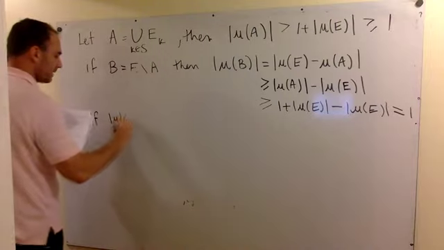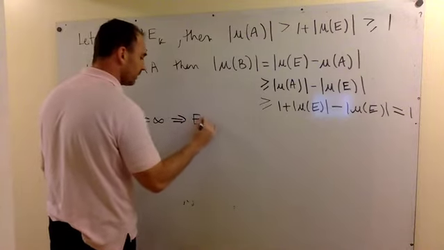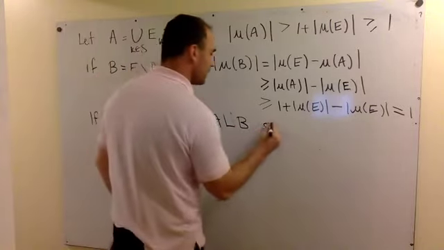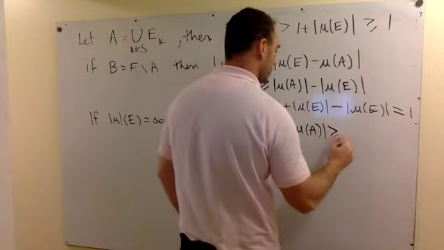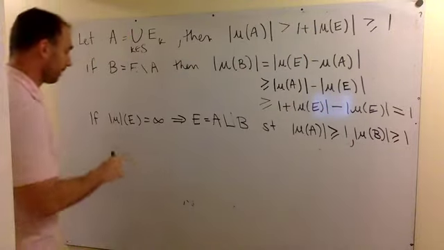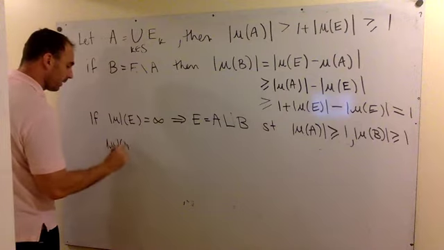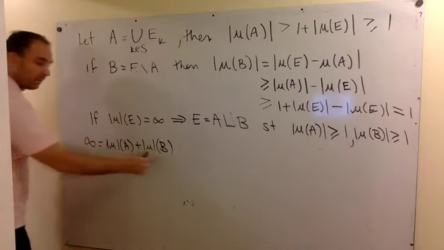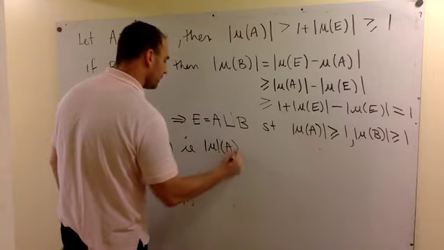If this equals infinity, then I can split it up into two measurable sets such that both of these things are greater than 1. And one other thing. Since E is the disjoint union of A and B, and this is a measure that's infinity on E, one of these things has to be infinity. So, without loss of generality, I can assume that μ(A) equals infinity.